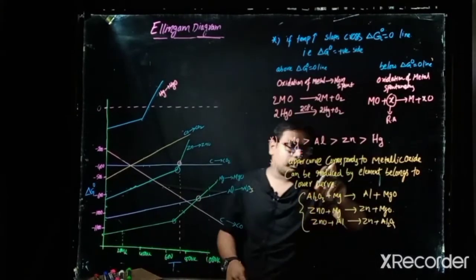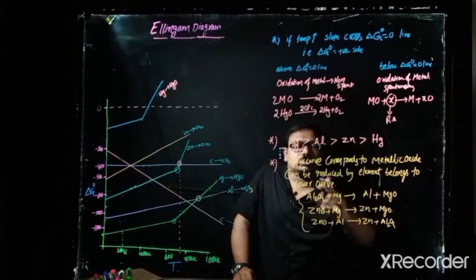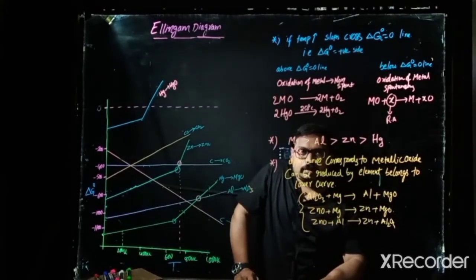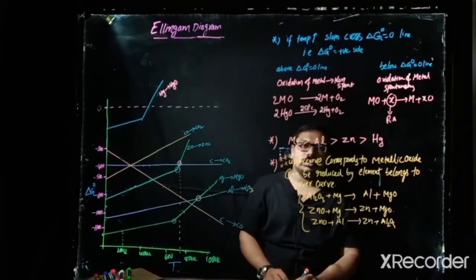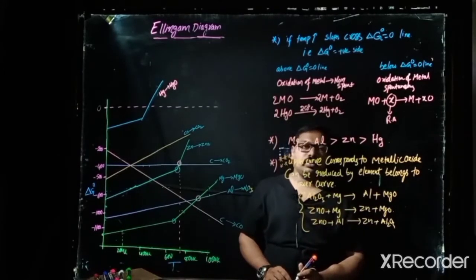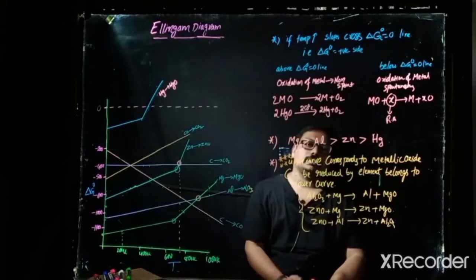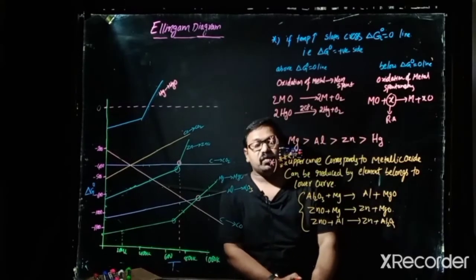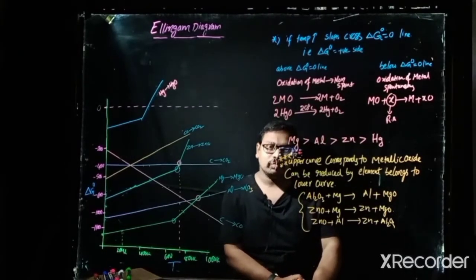So the upper curve corresponds to a metallic oxide that can be reduced by an element belonging to the lower curve. This point will be very, very important. From the objective point of view, this point gives more marks. If you understand this point, we can easily calculate the standard Gibbs free energy as well as the reducing agent for the oxidation of metal.